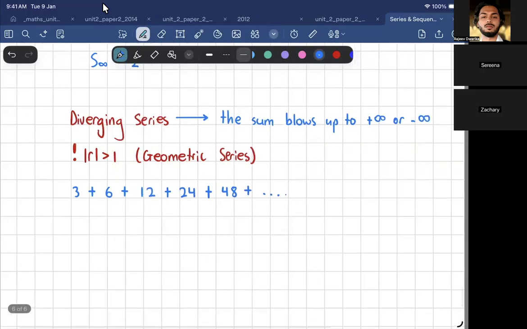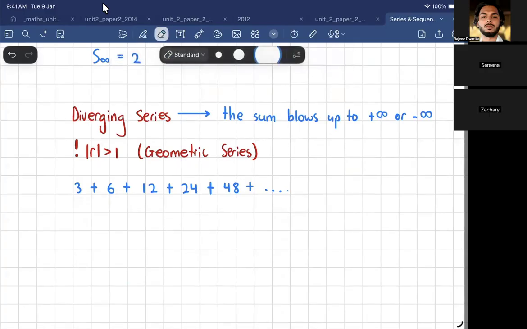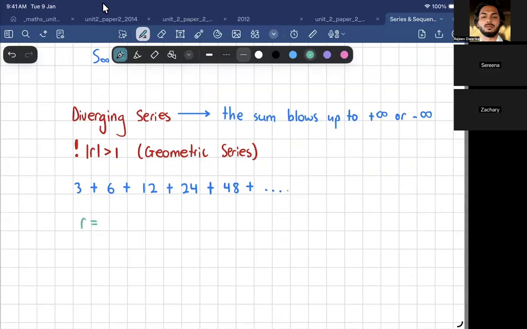Do you understand, Zachary and Serena, that the terms are getting bigger and bigger and bigger? So the sum to infinity here, if you just keep adding, would just approach positive infinity. Do you understand what I'm saying? Yes, sir. And quickly tell me, what would R be in this case? R would be equal to what here? What would R be equal to? The common ratio for this question. 2. 2, sir. Right, 2.